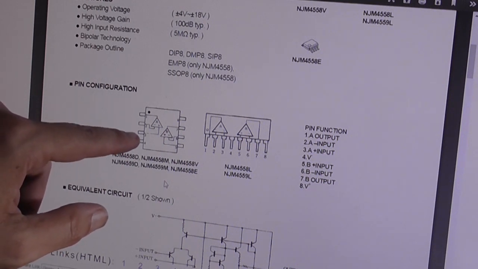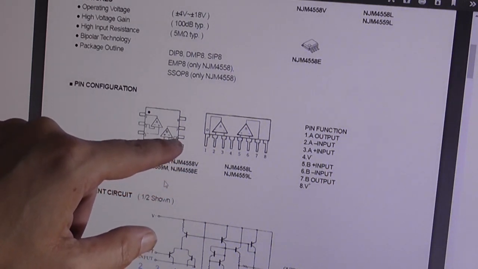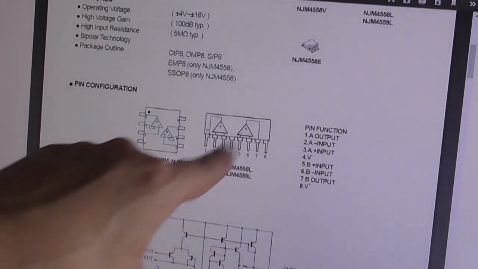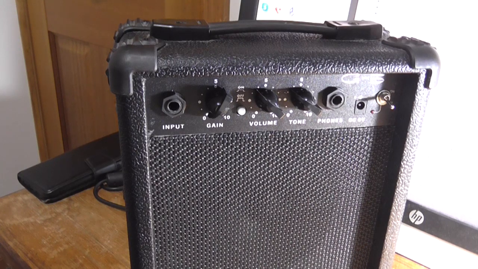And your one side's inputs 3 and 2 for positive and minus respectively, 1's the output, same as 5 and 6 is positive and negative input on the second channel, and 7 is the output. Pretty basic stuff. They also do have a single inline package available for it, but yeah, the standard 8-pin dual inline is pretty much normal. So that's it for this piece of crap so-called 5-watt practice amplifier. More like half watt.